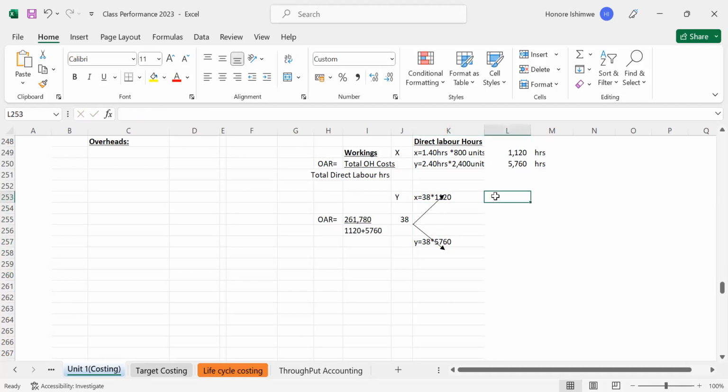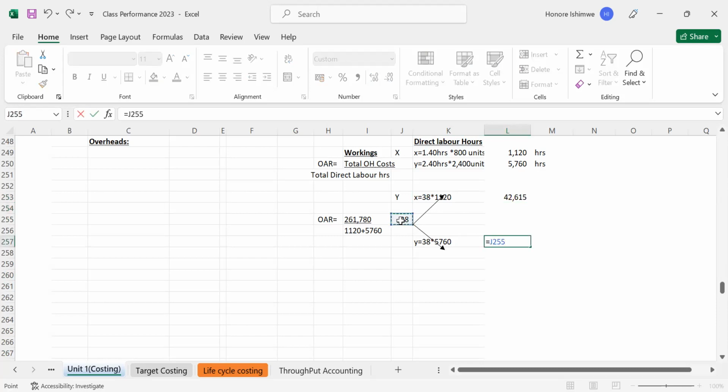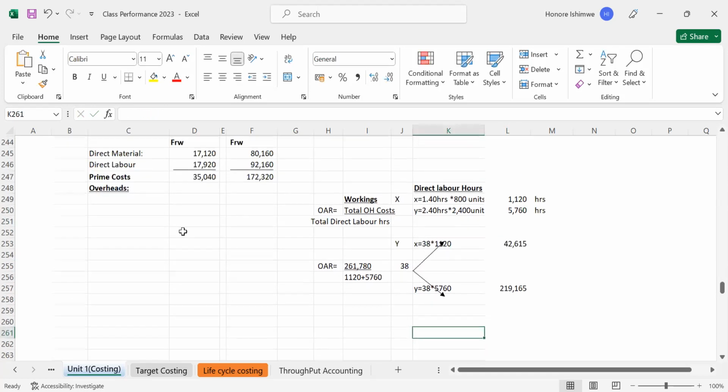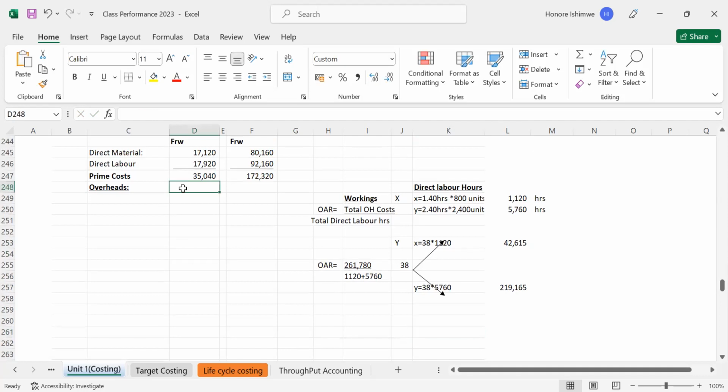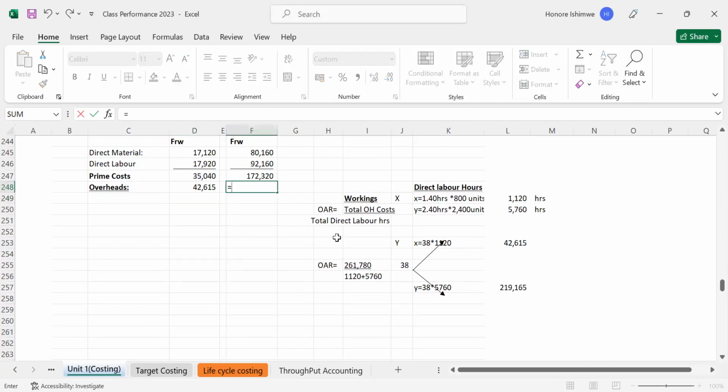Now, let's see the solution. It will be this 38, so I multiply by 120, have this answer. And here it will be this 38, and I multiply by 5760, which is the labor hours for product Y. Then I have this one. This is my overhead incurred, which for X I get this 42, and also for Y, I get this one. Is it okay?